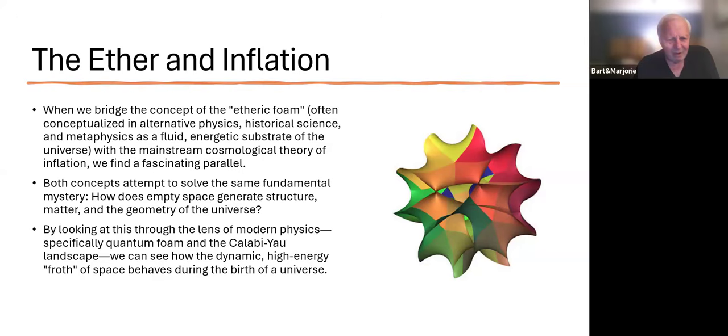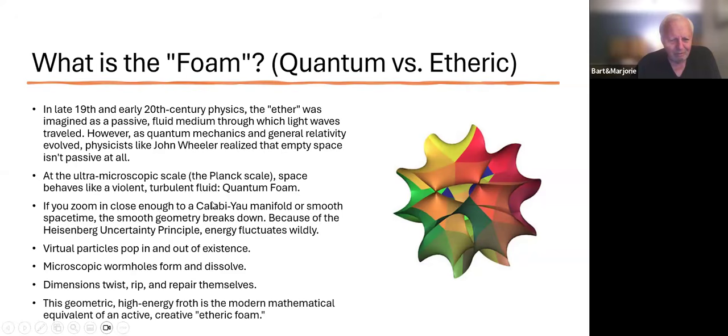So how does empty space generate structure, matter, in the geometry of the universe? This is what's going on here with inflation and with the etheric foam that we're dealing with here. Both of them are looking at the same thing. So there's a quantum foam in the ether, and then there's the Calabi-Yau landscape. So how in the world are these two things related? Is there a dynamic high energy froth of space that behaves during the birth of the universe?